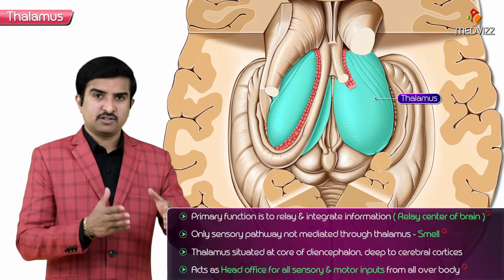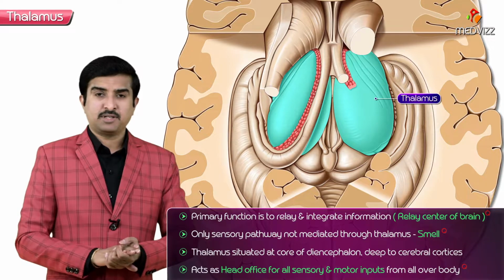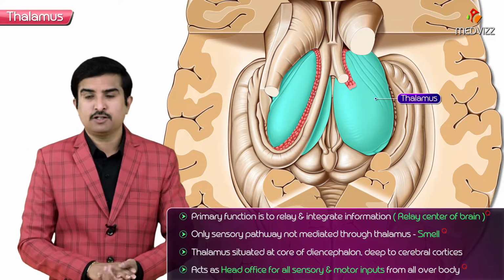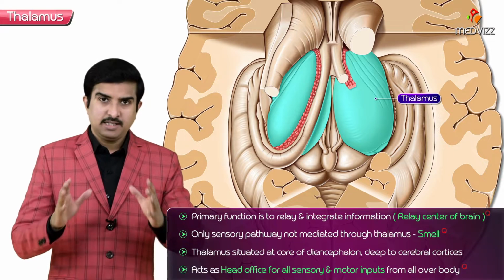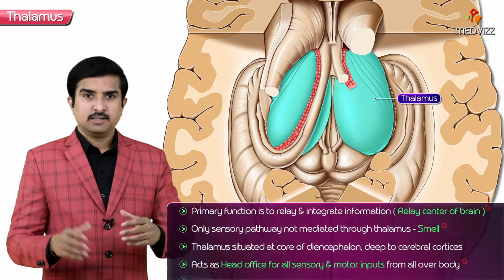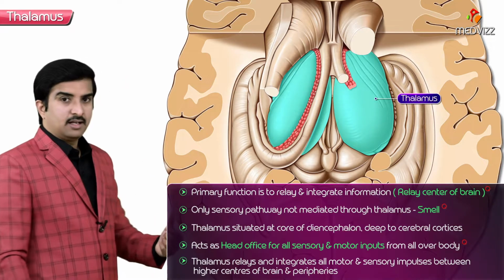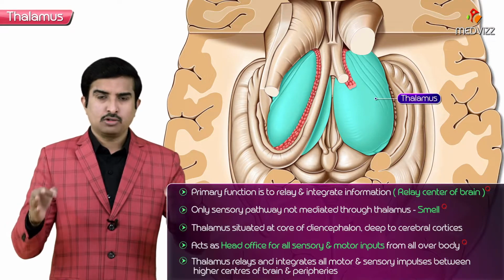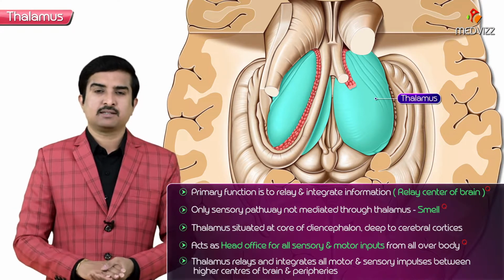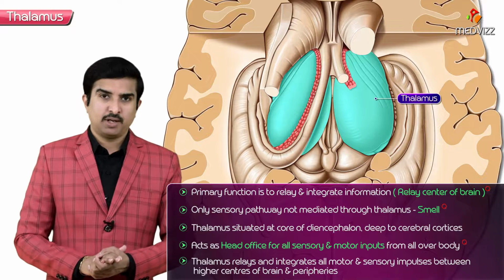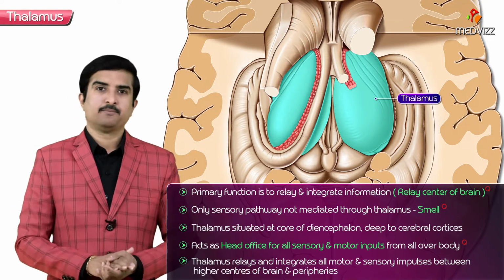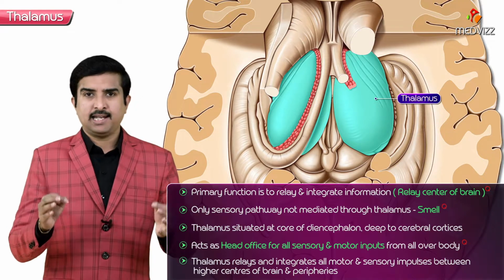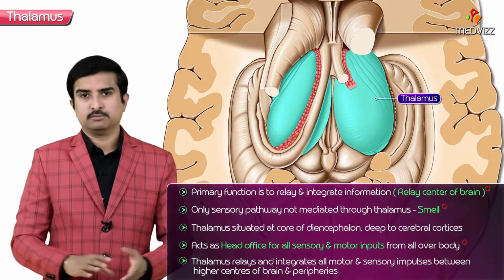The majority of the sensory information relays into the thalamus, and motor information also should be relayed into the thalamus before processing further. Which means finally we can say that the thalamus acts as a relay and integration center for all the motor as well as sensory impulses between the higher centers of the brain and the periphery. This is what you need to know about what exactly the thalamus does in the body.